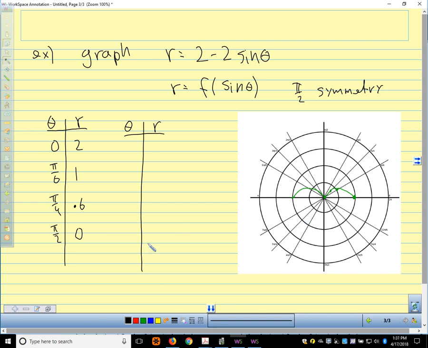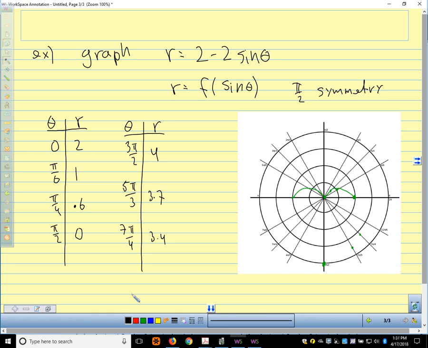So at 3 pi over 2, I get that r equals 4. We get a point there. At 5 pi over 3, I get that r equals 3.7. So 5 pi over 3, 1, 2, 3.7, something like that. At 7 pi over 4, I get that r equals 3.4. So something like this.